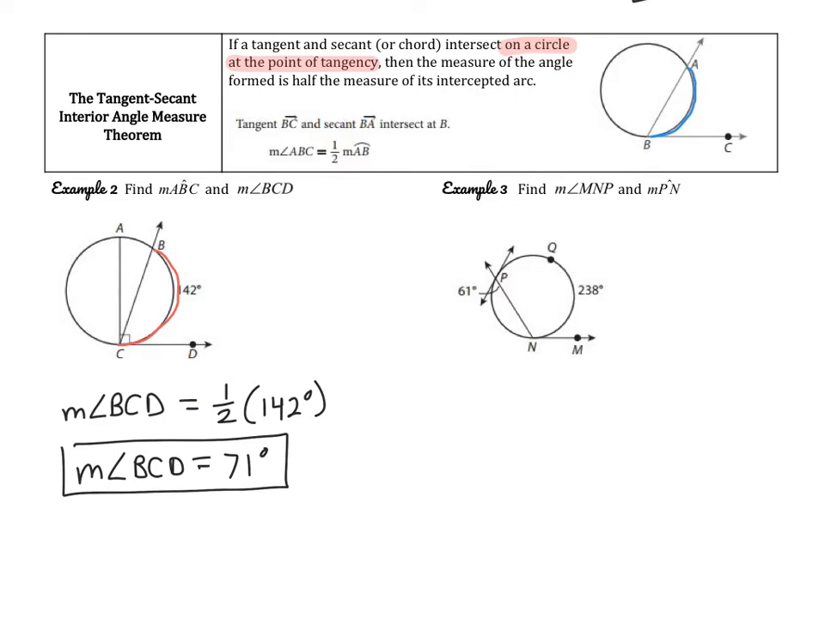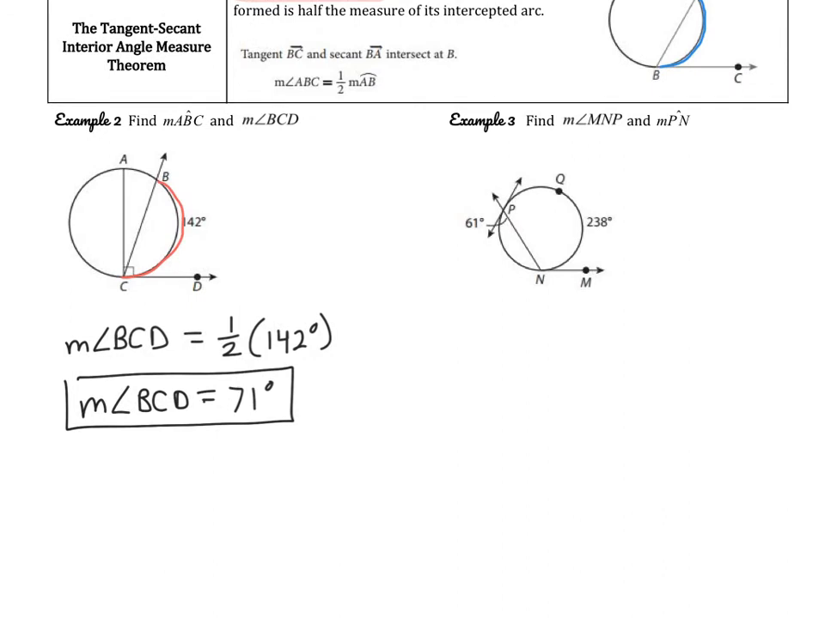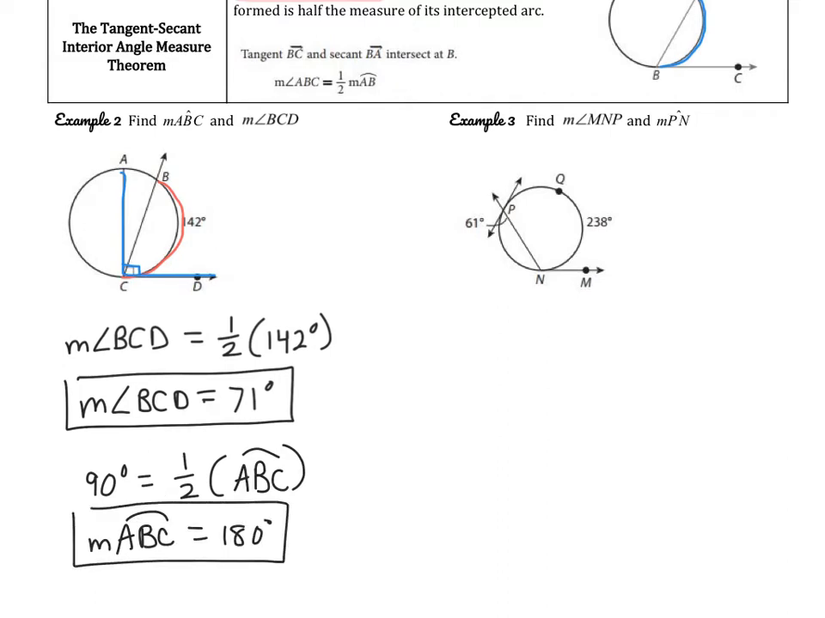Now, we are also asked to find the measure of arc ABC. Here we're going to go backwards, because we actually know the angle. The angle right here is 90 degrees. So 90 degrees should be half of the measure of the intercepted arc ABC. If you multiply both sides by 2, we get the measure of arc ABC is 180 degrees. So you can use that theorem either to find the angle if you're given the arc, or to find the arc if you are given the angle.